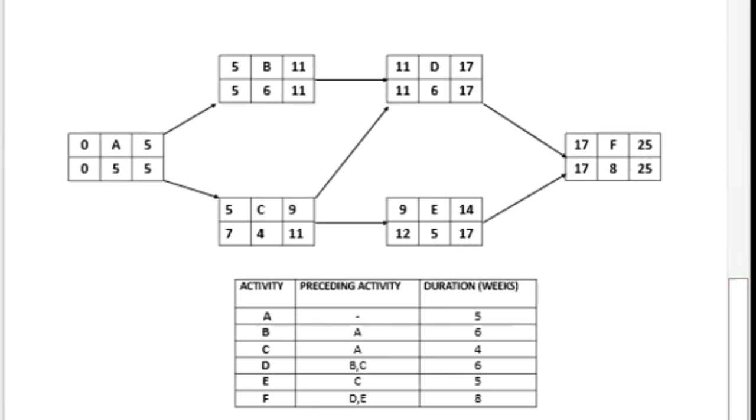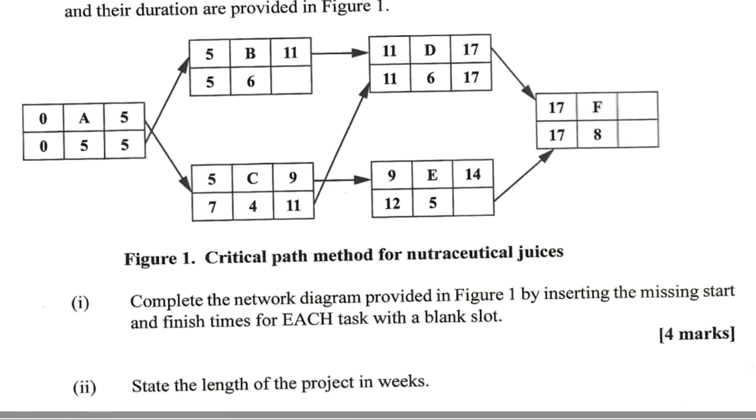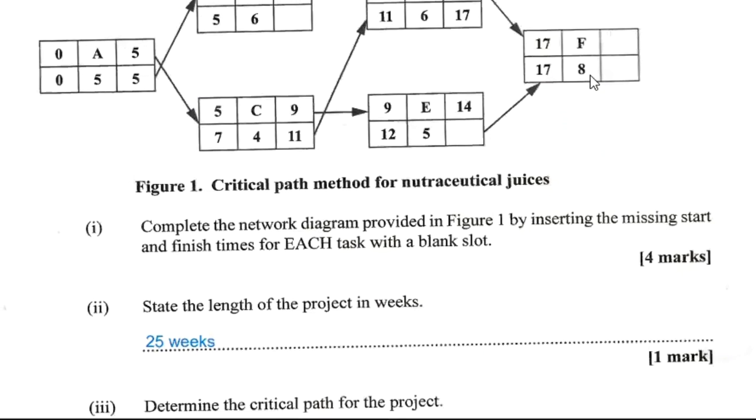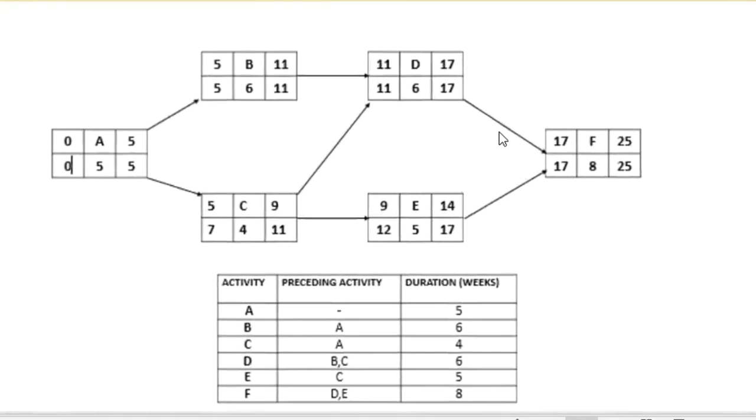Good. So the next question says, state the length of the project in weeks. Now the length of the project in weeks will take what? 25 weeks. 25 is the earliest finish time and the latest finish time as well. So the project will take 25 weeks. So the next question says, determine the critical path for the project. So when you're going to determine the critical path for a project, there are two ways that you can go about doing this, right?